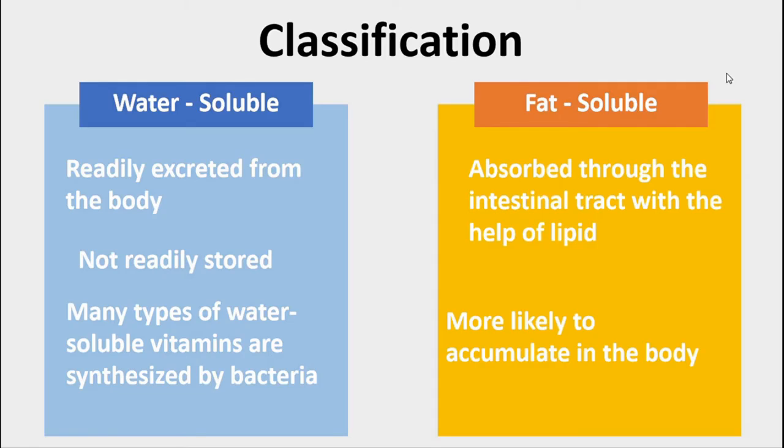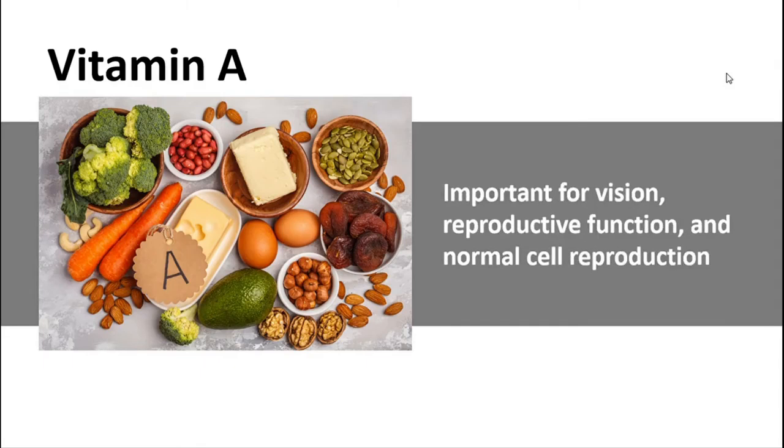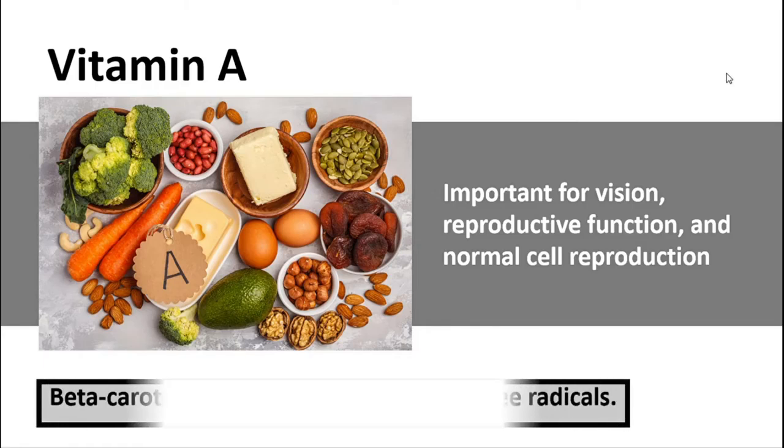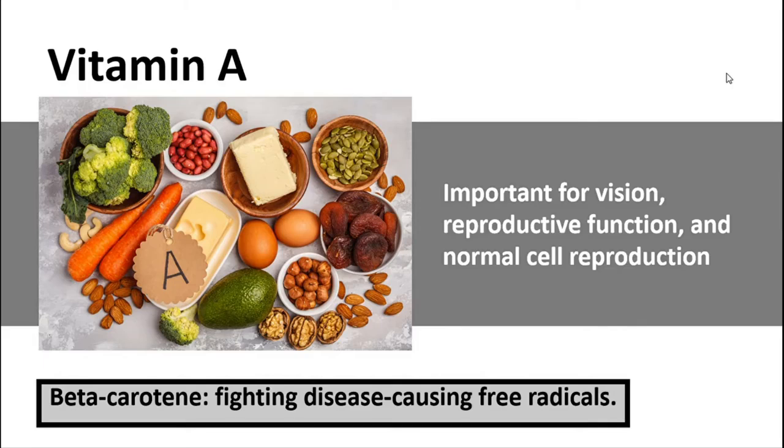Next, I will talk about some common vitamins. To begin with, vitamin A. There are many sources of vitamin A, such as fatty fish, butter, milk, cheese, eggs, pumpkin, carrots, and other orange-colored vegetables. Vitamin A is very important for vision, reproductive function, and normal cell production, especially beta-carotene, which is a precursor to vitamin A that helps fight disease-causing free radicals.